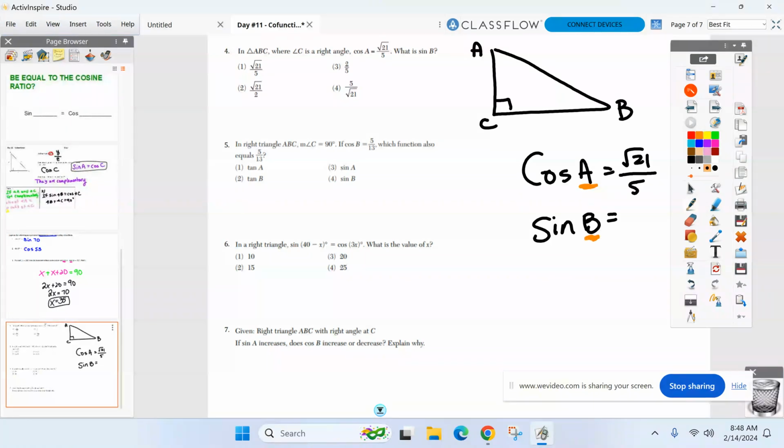What do you know about A and B in the diagram? C's already a right angle. So what do we know about angles A and B? Complementary, correct? Yes, they add to 90. So what do you know about these values? Cosine of one and the sine of the other. What do we know about cosine A and sine B then, if A and B are complementary? They have to be?